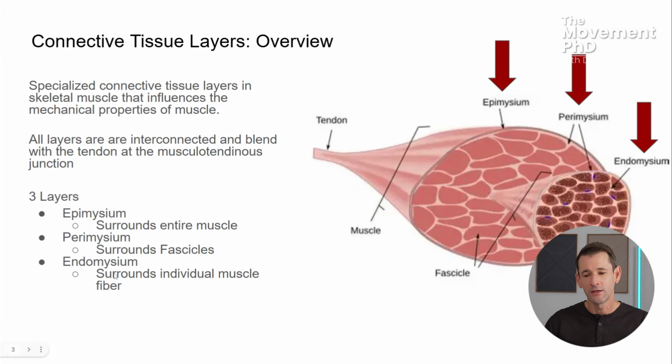Finally, we have endomysium, which surrounds each of those individual muscle fibers. So it surrounds those cells. Because of that, it is the deepest layer of connective tissue. And guess what? Endo means inside. So this is connective tissue on the inside. So endomysium is the deepest layer, and it surrounds each of those individual muscle fibers.